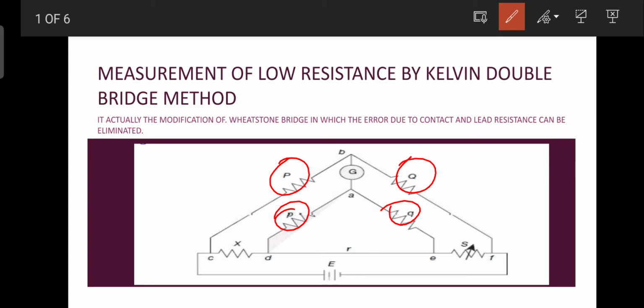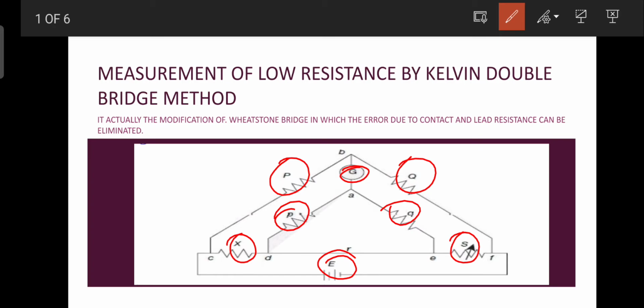And one EMF source or battery source is connected here, and the X, that is the unknown resistance, is connected between C and D, and a galvanometer is connected between D and A point, and a standard variable resistor is connected between the point E and small r.